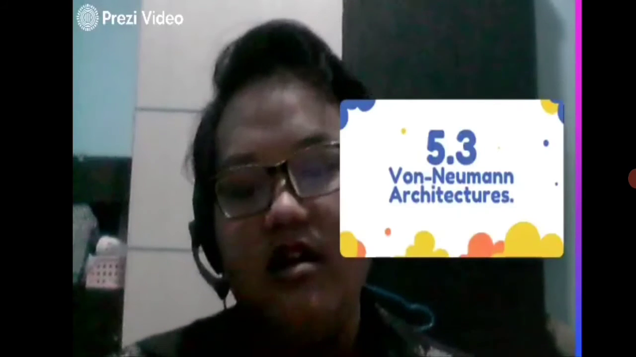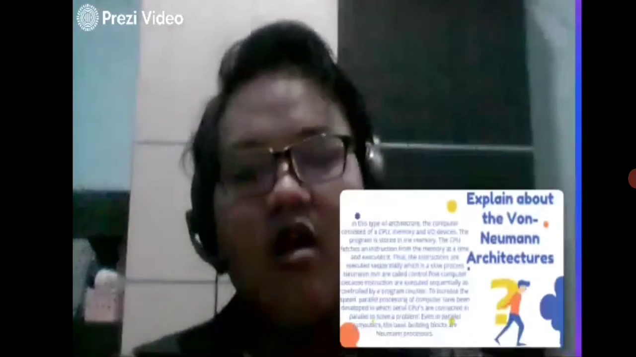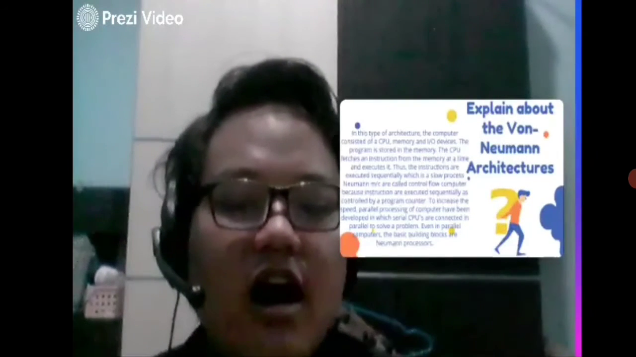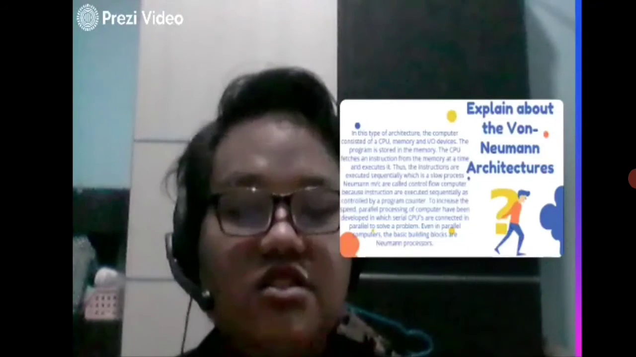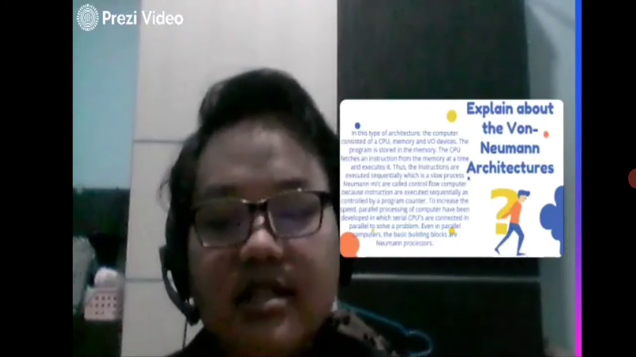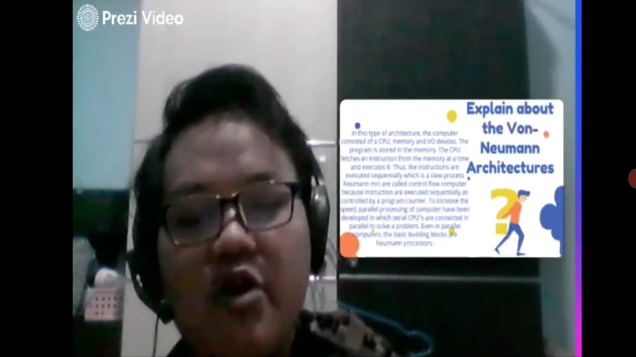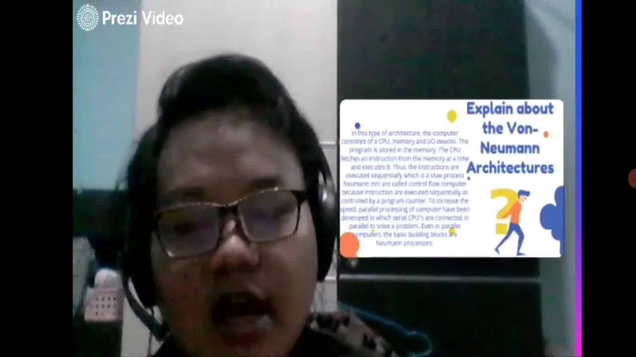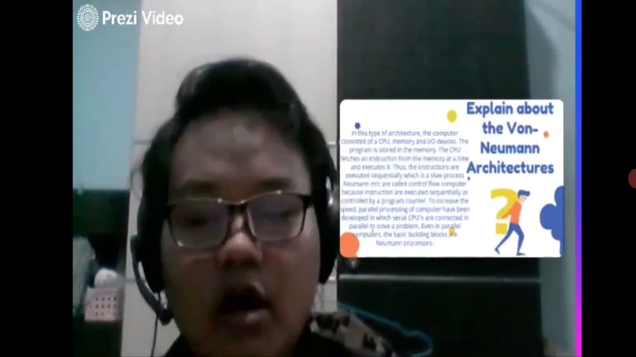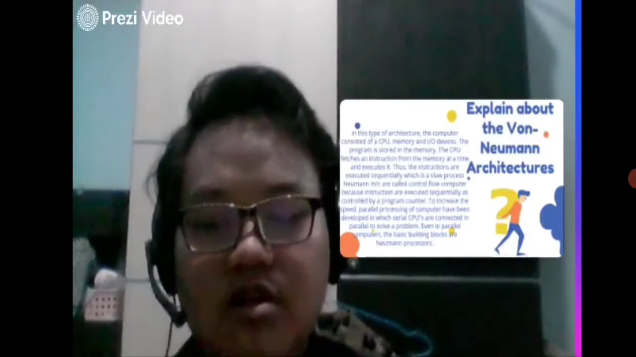Okay, next is the last part of chapter 5. We can explain about the von Neumann architecture. In this type of architecture, the computer consists of a CPU, memory, and I/O or input-output devices. The program is stored in the memory. The CPU fetches one instruction from the memory at a time and executes it.